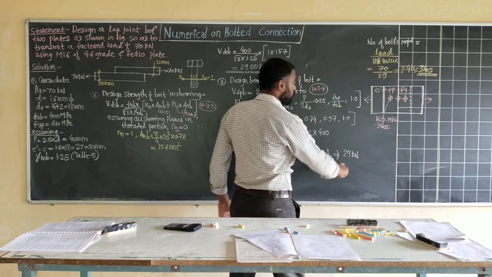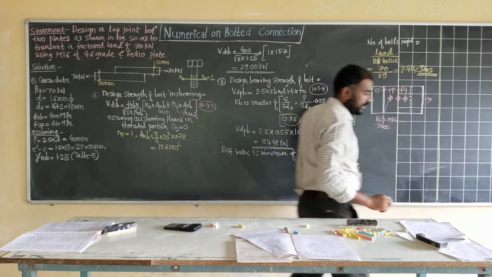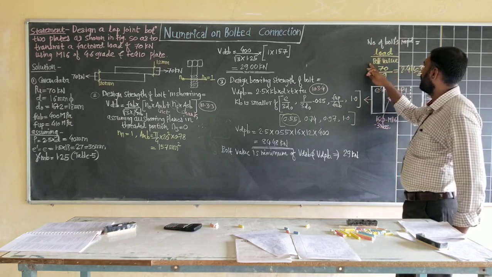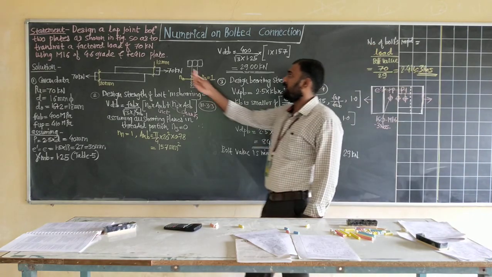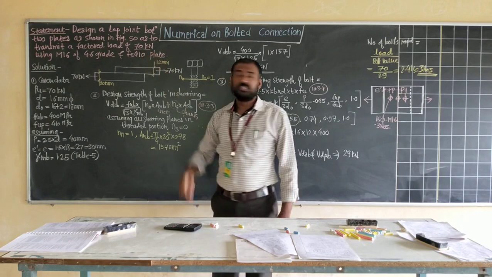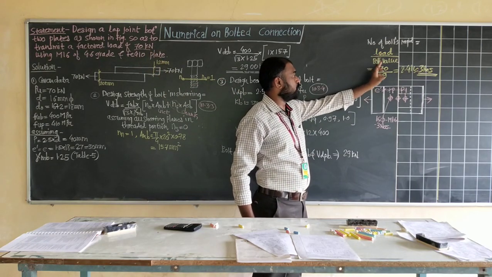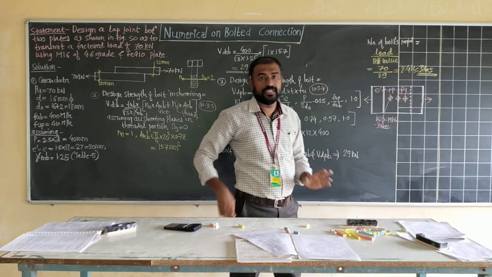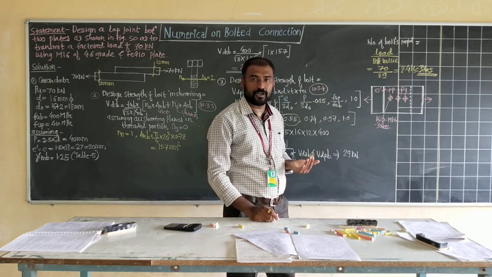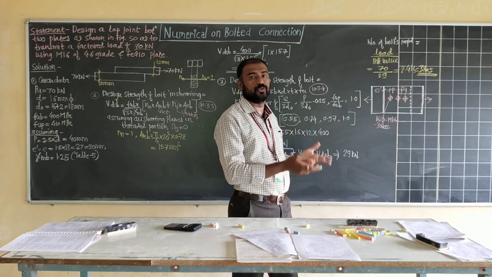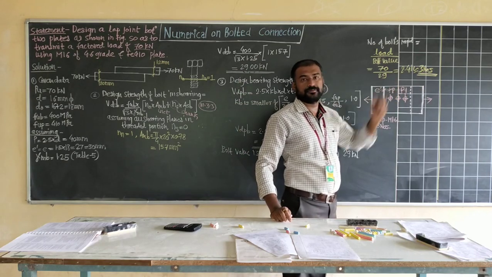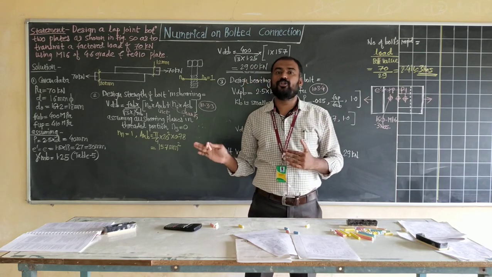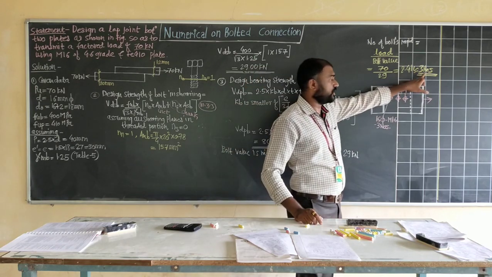Using that bolt value, now calculate the number of bolts required. The number of bolts required is load divided by the bolt value. The load is given as 70 kilonewton. So 70 kilonewton divided by the bolt value 29, you get 2.41. You cannot provide a fractional number of bolts, therefore we round that value up to 3 bolts. So the total number of bolts required for 70 kilonewton load will be equal to 3.